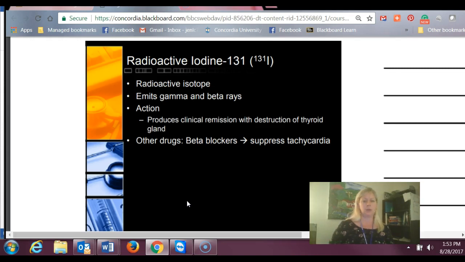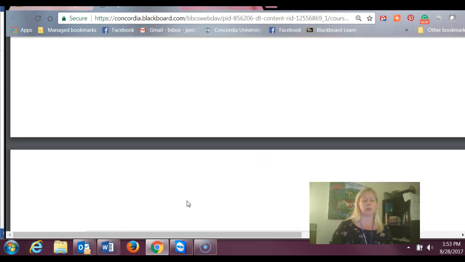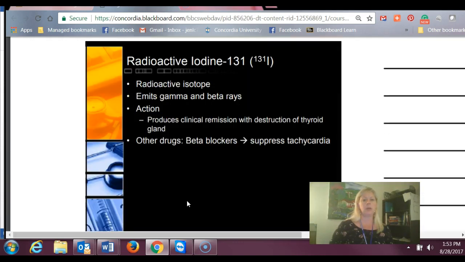This looks like the radioactive isotope 131. Yeah, it's the same thing. Okay, so we talked about that. All right. So it produces clinical remission with destruction of the thyroid gland.